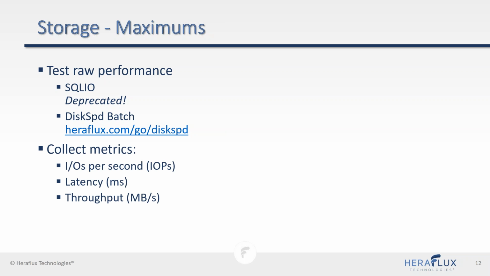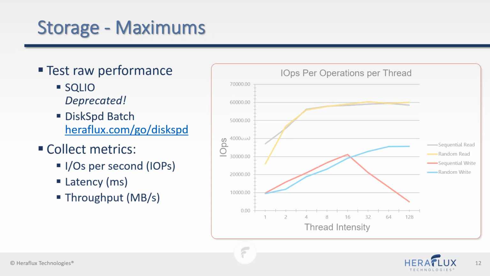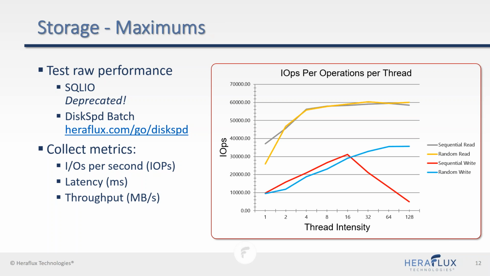What you need: IOPS, or IOs per second. You need latency measured in milliseconds, and hopefully if you're on all flash, you're measuring that in microseconds now, and then throughput in megabytes per second. The cool thing here, you can build a performance curve, and you can start to see what's going on with this environment. Now, you can break this up by read-write, random and sequential, and then worker intensity, and you can start to see how the SAN responds to different kinds of workloads.